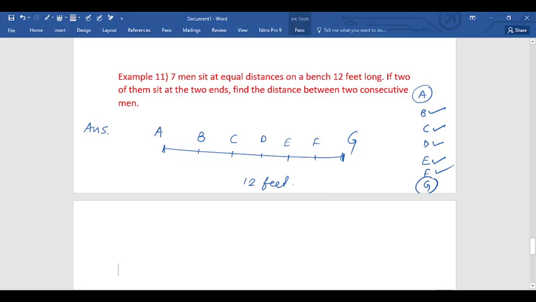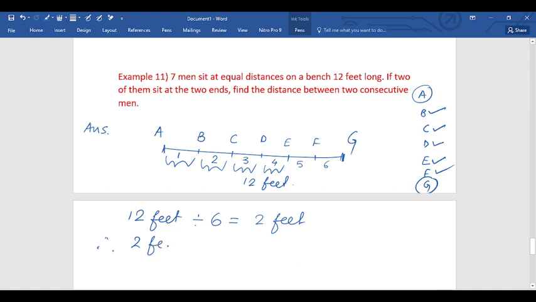As this is 12 feet, how many gaps are there? This is 1 gap, this is 2, this is 3, this is 4, this is 5, this is 6. So a total of 6 gaps are there, and it is 12 feet long. Now 12 feet divided by 6 gives you 2 feet. Now this gap is how much? 2 feet. This gap 2 feet, this gap 2 feet, this gap 2 feet, and this gap 2 feet.